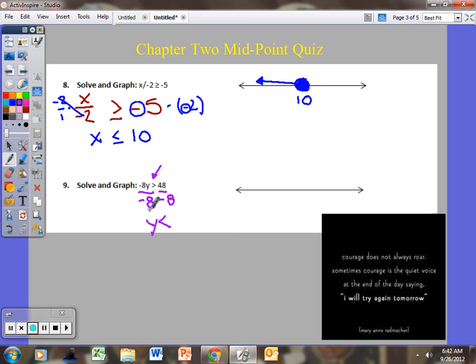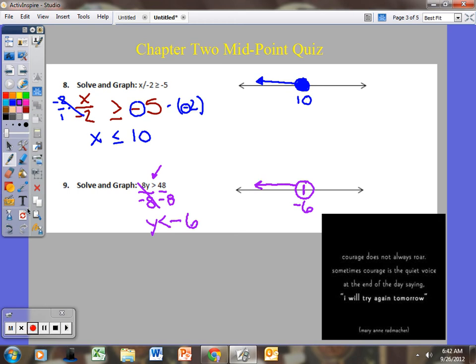This leaves me with y, because these -8s cancel each other out. I have 48 divided by -8. Some of us are struggling with our basic multiplication facts. That should give you -6. I have a positive divided by a negative. I plug this in, I have my -6 here. It's y is less than -6, but -6 is not included in the solution set, so I'll put an open circle, and everything that's less than -6 goes to the left.